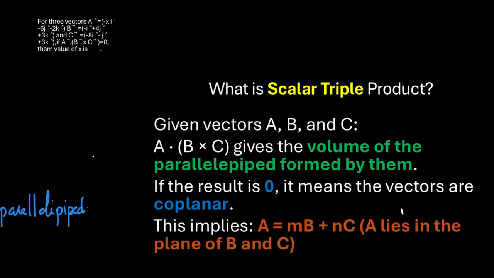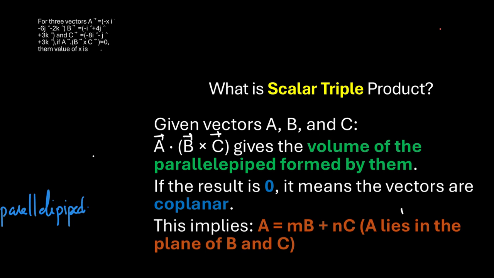So what is the scalar triple product? If three vectors A, B and C are given, and we've been asked to find the scalar triple product, it is A dot B cross C. Physically, it gives the volume of the parallelepiped formed by them.